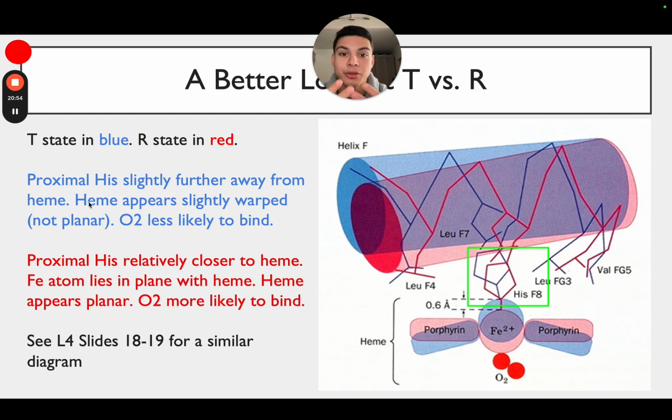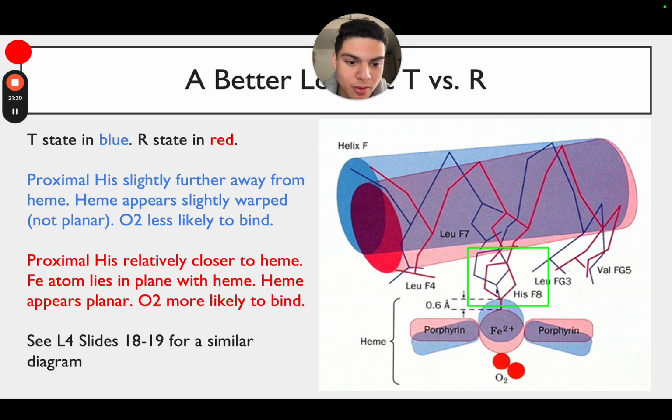And so in the blue specifically, we're looking at this now, we see that the His is slightly further away from the heme, and the heme appears to be slightly warped. So it's not planar anymore. And the O2 is less likely to bind. Again, you could rationalize it as sterics because it's not planar. But as you can see here on this diagram, we have this blue histidine, and it's further away from this iron molecule. And we're assuming the iron is like right around here.